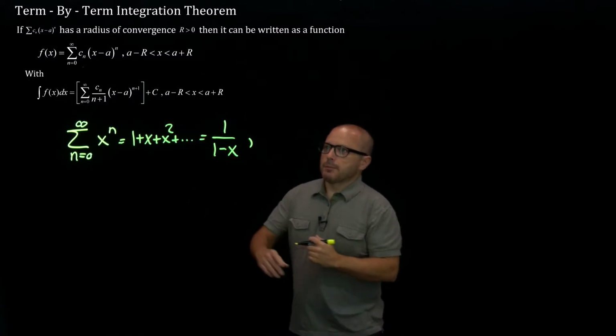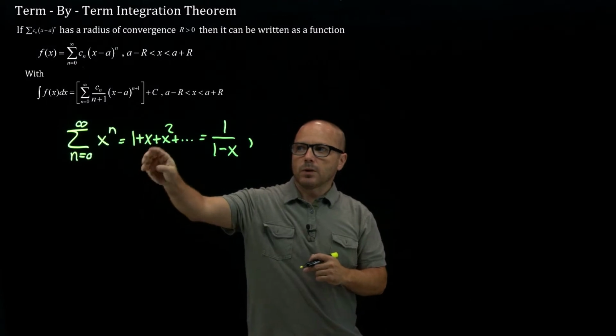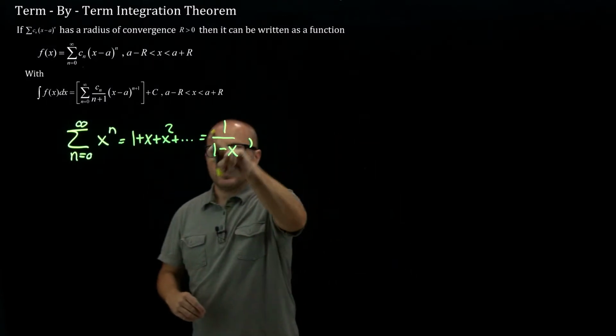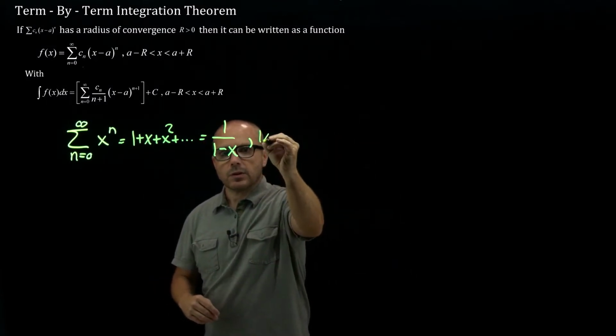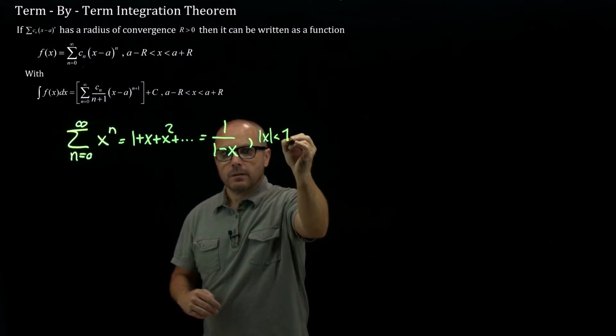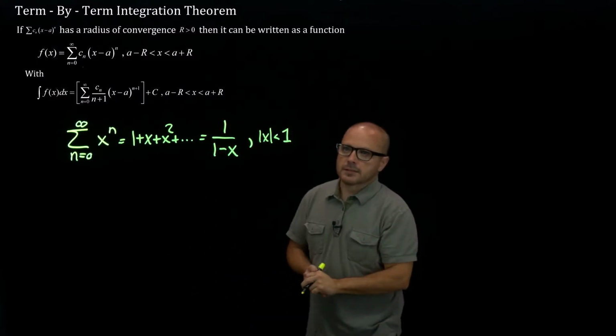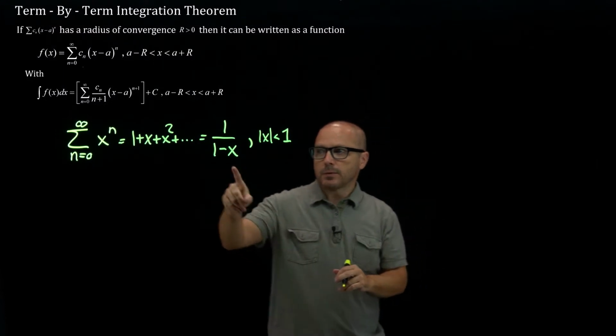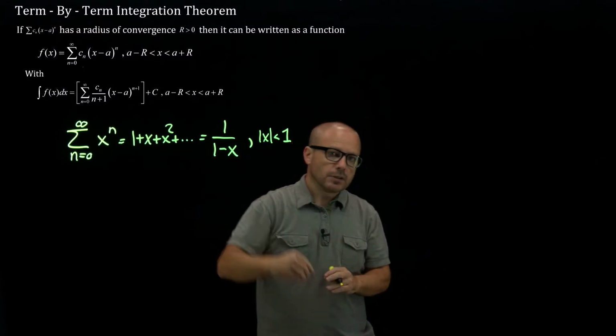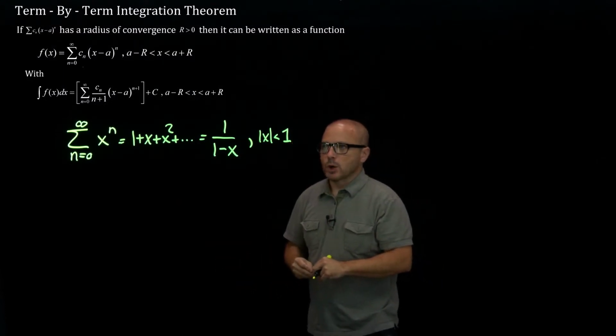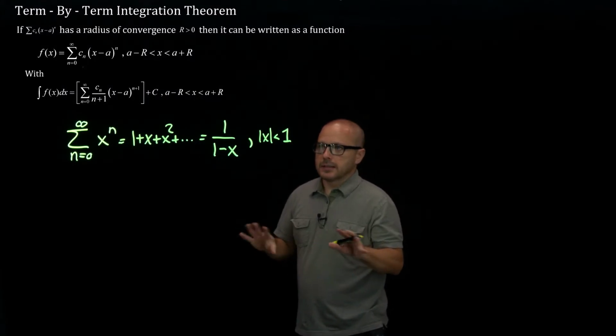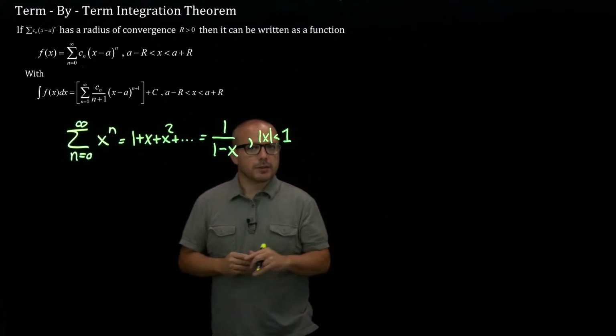And remember, we knew that because this is geometric. a is 1, r is x. So a over 1 minus r. But that's only true when that r from our geometric is less than 1 in absolute value. OK, so now let's integrate both sides, term by term integration.